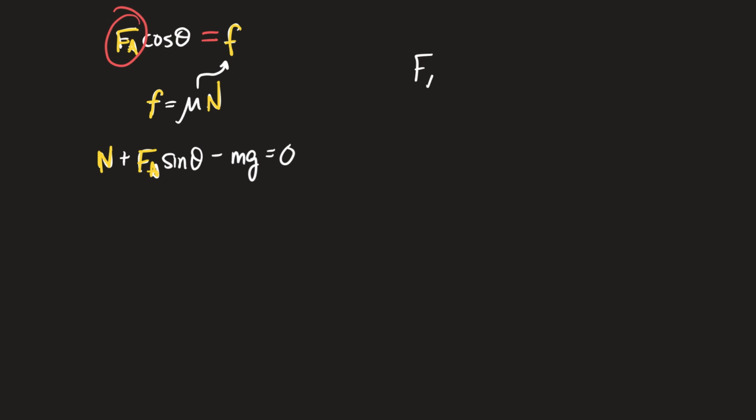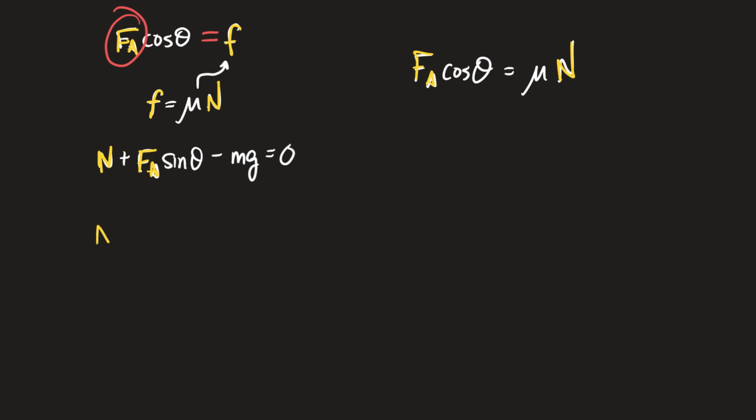I'm going to say FA cosine theta equals mu times the normal force. I've created a new function that has eliminated friction. But there's still two unknowns in that relationship. Normal force and the applied force. But now I have two equations and two unknowns. So I can utilize that. I could substitute. I'm probably going to solve this one for normal force and then substitute it in for normal force in the other equation.